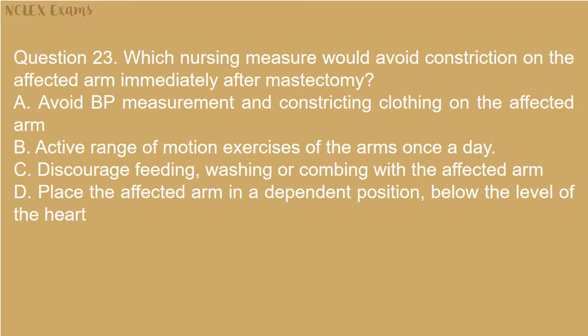Question 23. Which nursing measure would avoid constriction on the affected arm immediately after mastectomy? A. Avoid BP measurement and constricting clothing on the affected arm. B. Active range of motion exercises of the arms once a day. C. Discourage feeding, washing or combing with the affected arm. D. Place the affected arm in a dependent position, below the level of the heart.